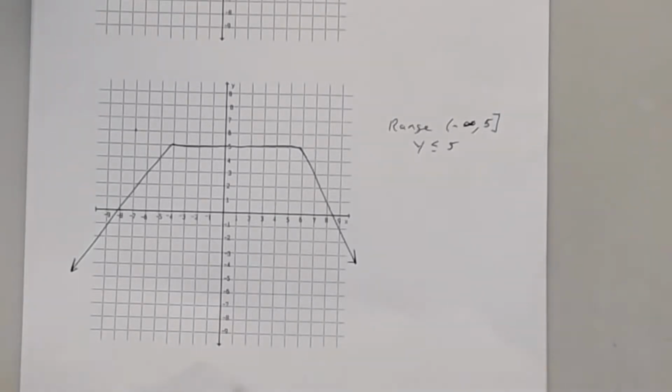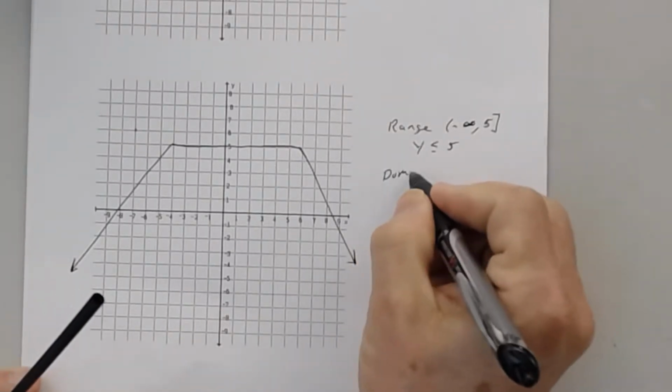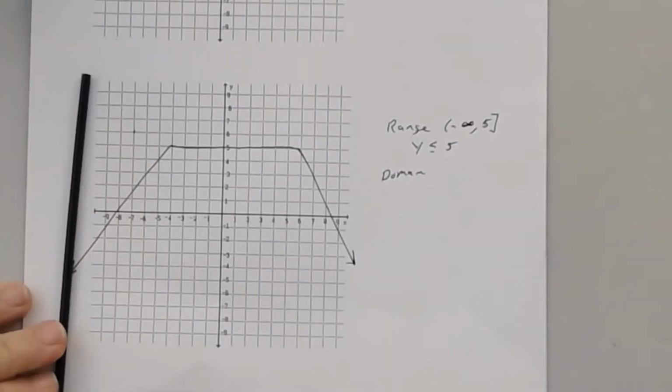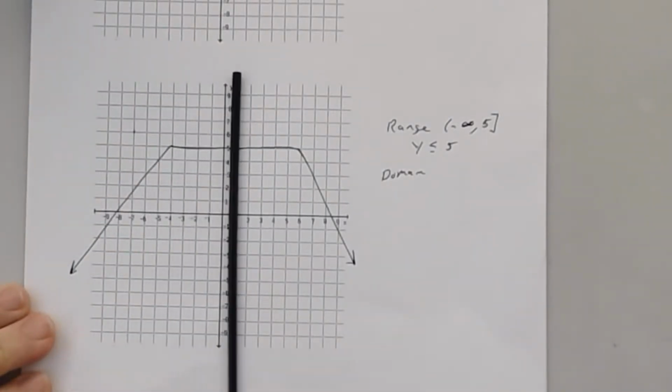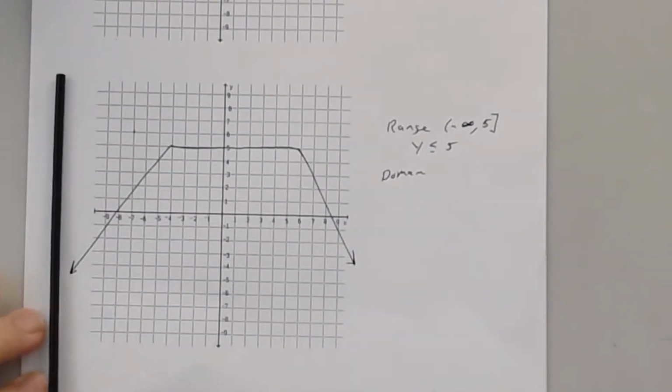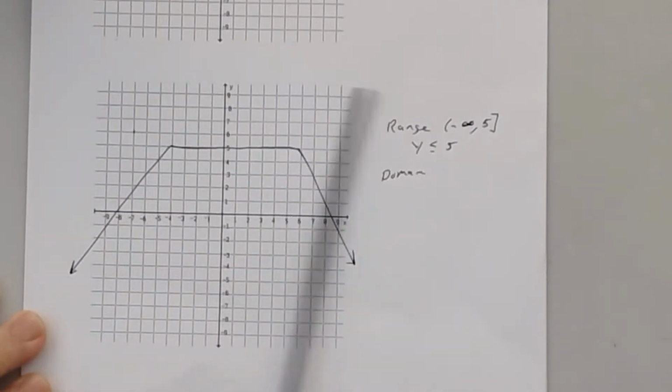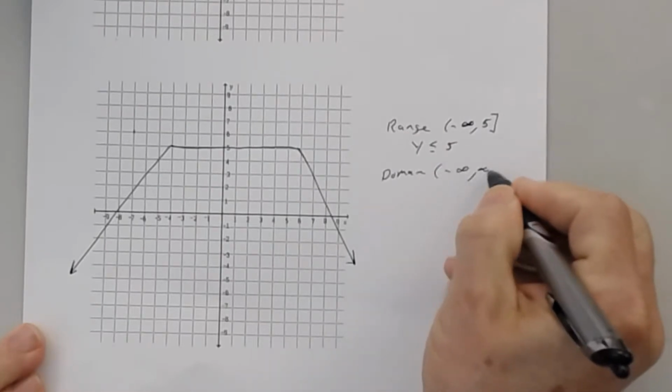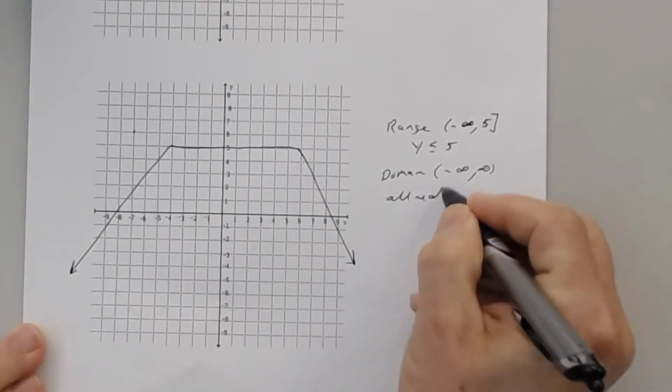What's the domain? -infinity to positive infinity. So any x value is going to be on that graph. Any real number is going to be on that graph for x. So all real numbers you can say.